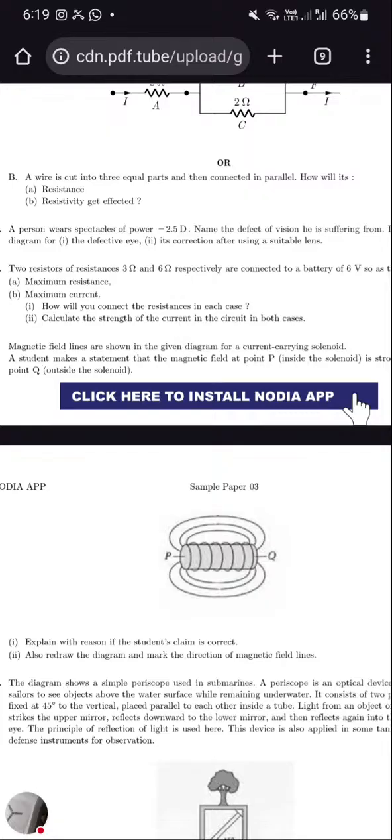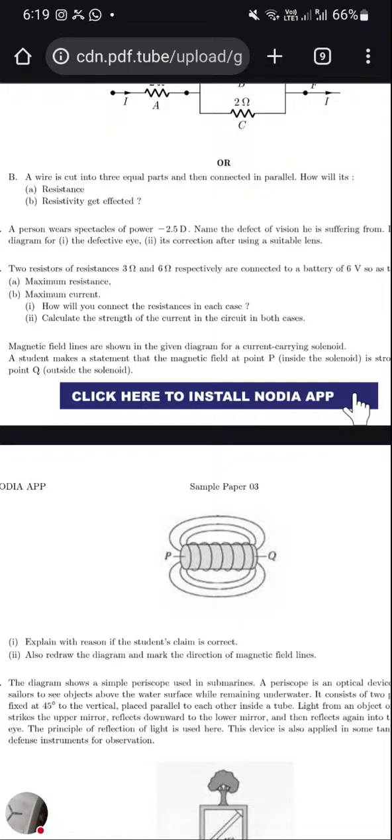Where the first one, reason. What is the defect? What is happening? Whether the image is formed before the retina or after the retina. Then what are the reasons, and how is the correction done in 3 steps along with the ray diagram? The answer is to be completed.